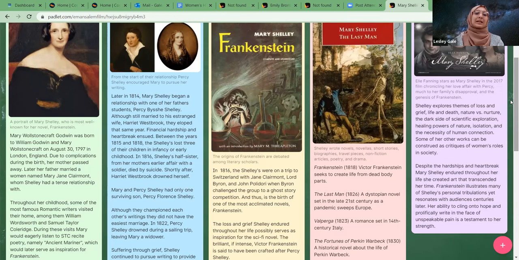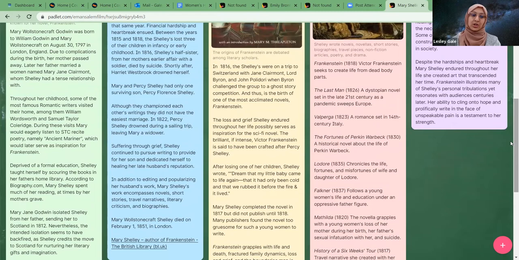But as I mentioned, they had heartbreak after heartbreak throughout their marriage. And Percy Shelley would later die in 1822, drowning on a sailing trip. And even after his death, Shelley was able to persevere and continue writing in order to provide for her son.